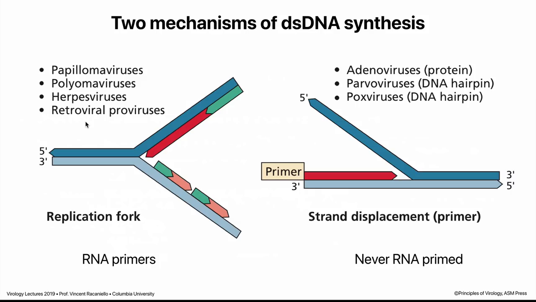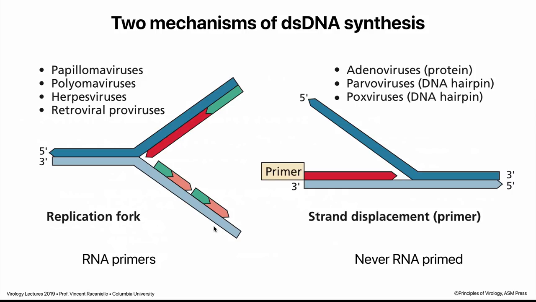This synthesis is primed by RNA, and you can see the RNA is shown in green. So the synthesis is occurring on both strands, the top strand and the bottom strand. And of course, it's going in different directions as dictated by having to read the template in a 3' to 5' direction and synthesizing in a 5' to 3' direction. So that replication fork mechanism is primed by RNA.